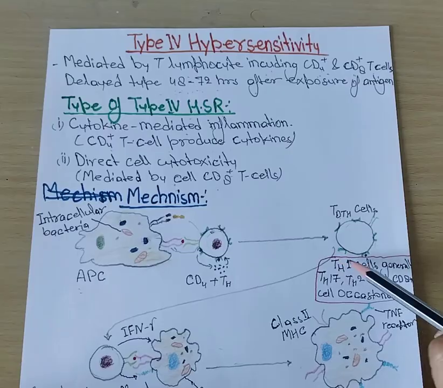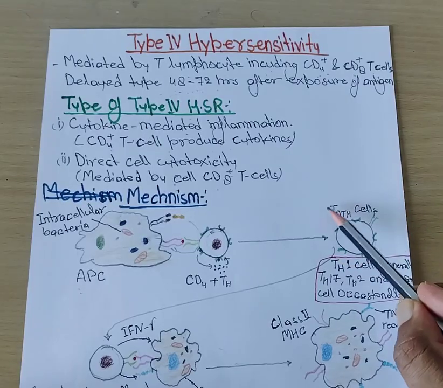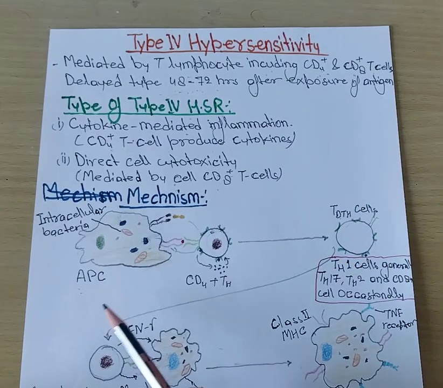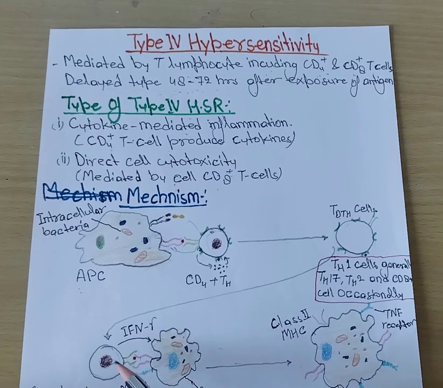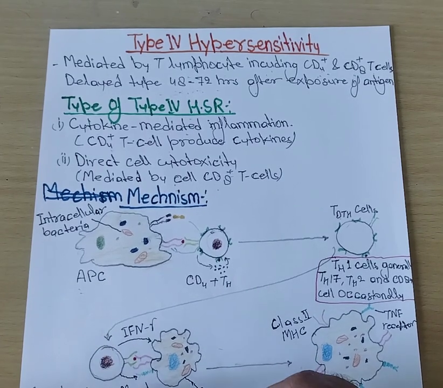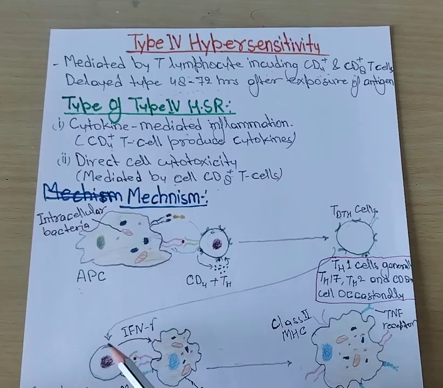The sensitization phase is completed when a second dose of the same antigen enters the body and is encountered by Th1 cells. Th1 cells secrete interferon gamma and membrane TNF beta, and this activates resting macrophages.